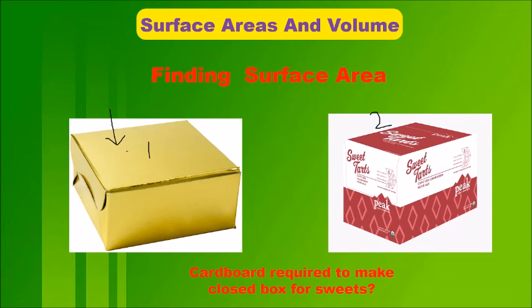So here we can say that this box is cuboidal in shape and cardboard is used in all the 6 surfaces. So we have to find out the total surface area of this box to find out the area of cardboard used to make one box. If suppose we want to find out the area of cardboard used to make 50 boxes, then first of all we have to find out the total surface area of one box. After that we have to multiply it with 50.